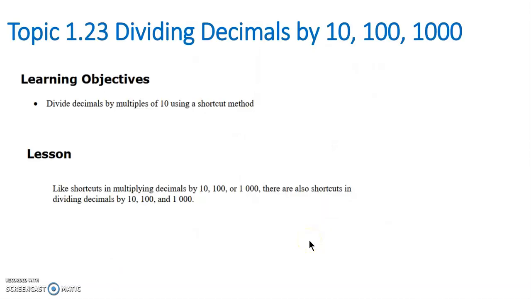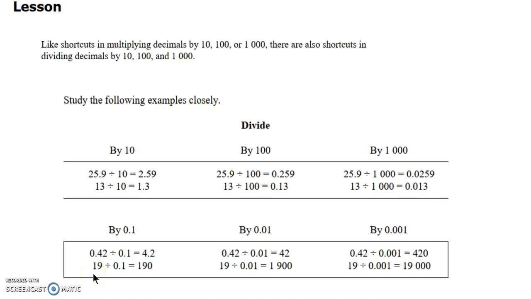Today we're doing topic 1.23, dividing decimals by 10, 100, 1,000, 10,000. We're dividing by multiples of 10, and we're using that shortcut method that we learned in topic 1.20. So like multiplying decimals by multiples of 10, we are going to divide by multiples of 10. This chart gives you an overview of the examples for dividing by 10, 100, 1,000.